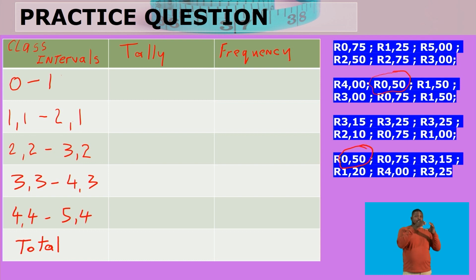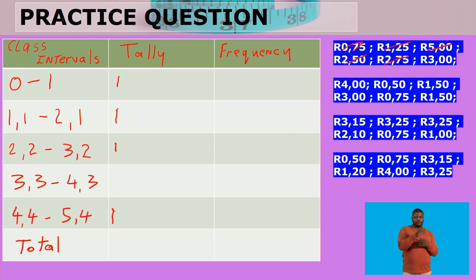Sometimes they give you the intervals they want, sometimes they ask you to do it for you, so just be careful there. Now, we can actually get to the tally part. Let's begin fresh. What's our first value? 0,75. So scratch that off, and 0,75 fits in there. Then we have 1,25, and it fits in somewhere there. Then you've got 5 rand, all the way at the bottom. Next row, 2,50, 2 rand 50, somewhere here.